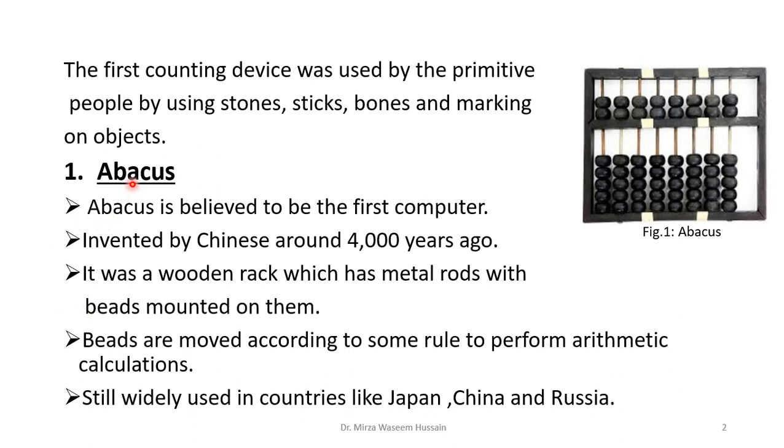Let's discuss the abacus. The abacus was invented by the Chinese almost 400 years ago. It consists of a wooden rack with some metal rods with beads mounted on it. To perform arithmetic calculations, these beads were moved from one rod to another based on some principle. Still, the abacus is widely used in countries like Japan, Russia, and China.